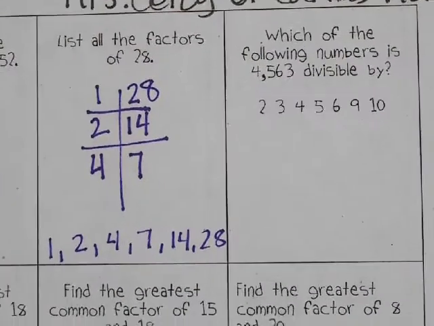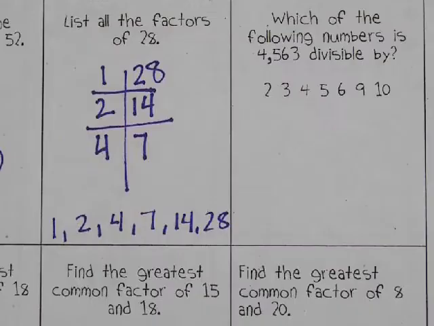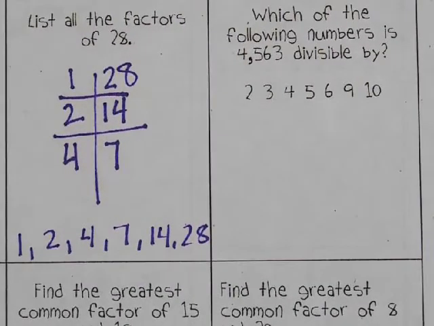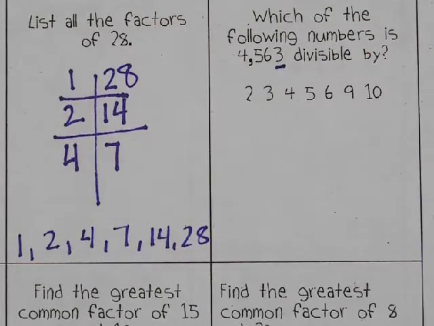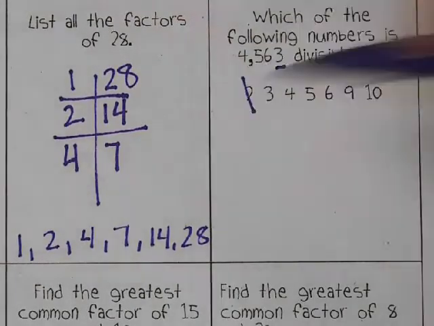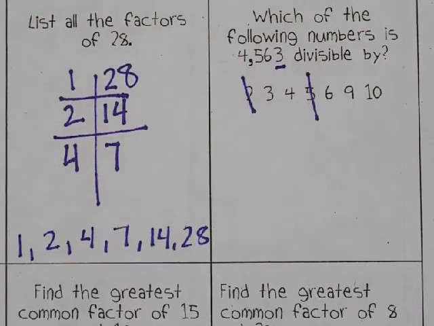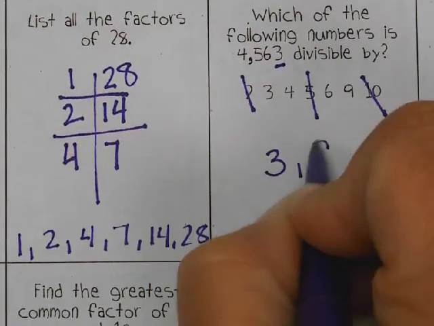Which of the following numbers is 4,563 divisible by? So we've not gone over divisibility rules, but we're going to go over a couple of them right now. So if I look at the number 4,563, the first thing I can look at is the number that's in the ones place, which is the 3. I know that there's no way it's going to be divisible by 2 because it's not even. It's not going to be divisible by 5 because it doesn't end in 0 or 5. And it's not going to be divisible by 10 because it doesn't end in 0. So later in math, we'll go over the divisibility rules for this type of problem. But the two numbers that it is divisible by are 3 and 9.